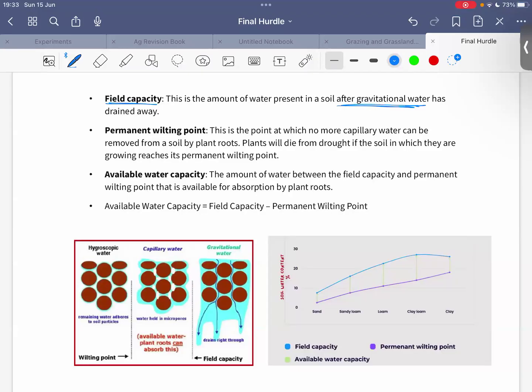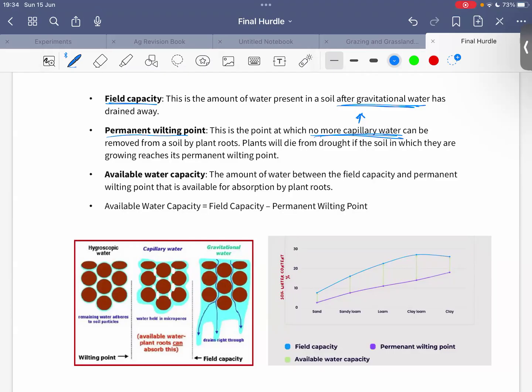Your permanent wilting point is the point at which no more capillary water can be removed from the soil by the plant roots. Plants will die from drought if the soil reaches the permanent wilting point. Remember, was it last summer, a couple of summers ago, that the grass on the side of the road was going yellow? There was such a drought going on, and it nearly happened this year as well. So field capacity is when all gravitational water is drained away. Permanent wilting point is where the plants can absorb no more water from the soil.